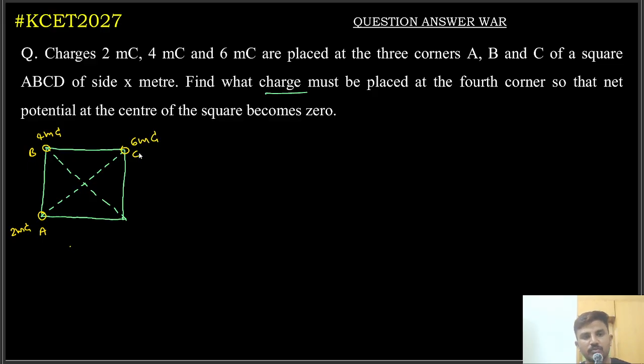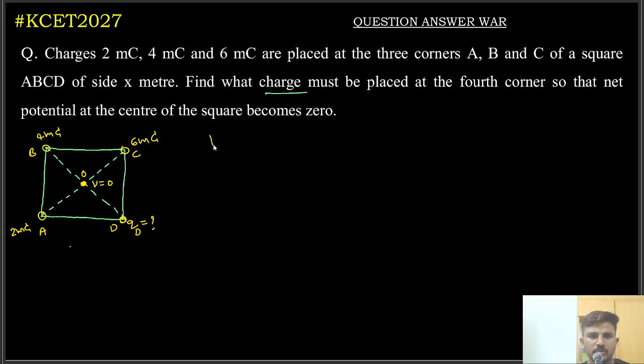Since I'm teaching it for KCET, I'm not substituting the value of milli and all. But actually for boards you have to write the data in SI unit only. What is the charge that must be placed at D? Let me consider it as QD. What is QD so that the net potential at O will be 0?